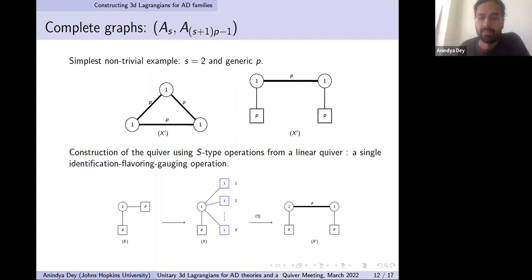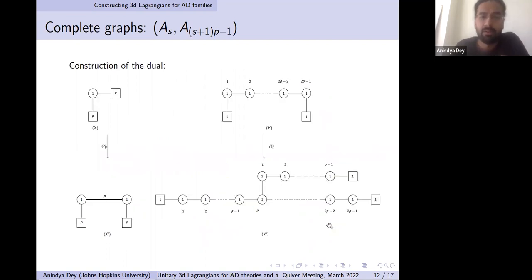Okay. Is this clear? Like what the operation is? All right. So it's a single operation from which you can go from a linear quiver to this quiver of interest. But now we have already proved that the dual of this operation must give you a Lagrangian theory, right? And we even wrote down the general structure of that Lagrangian theory. So let me show it to you without further ado.